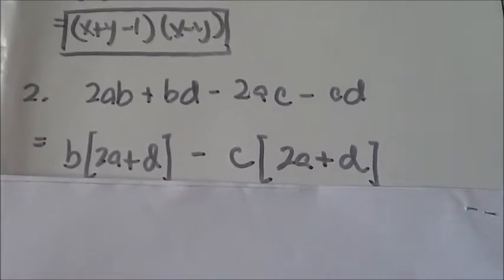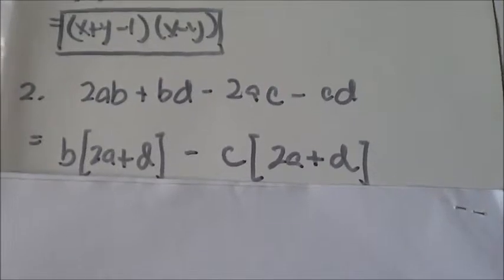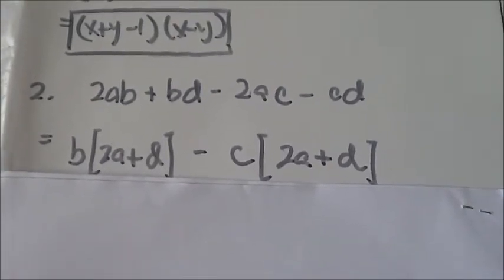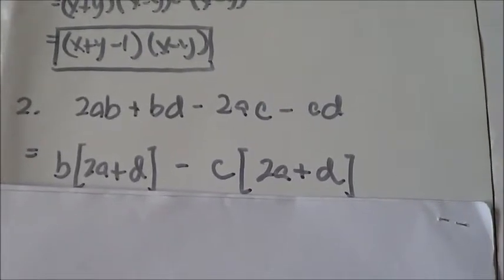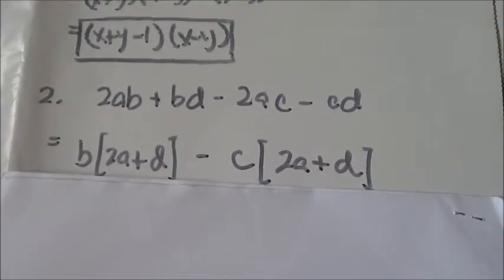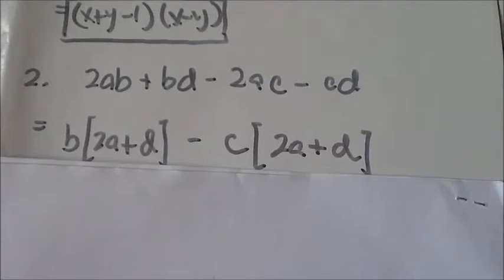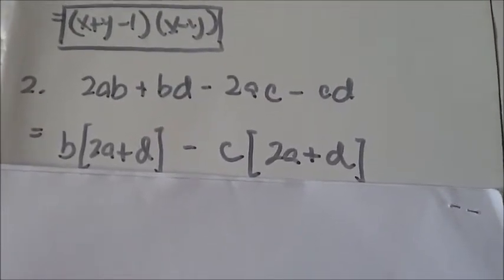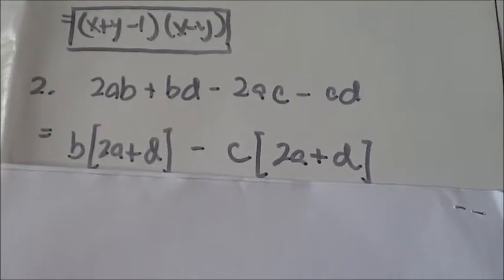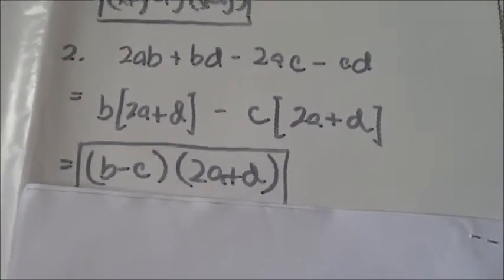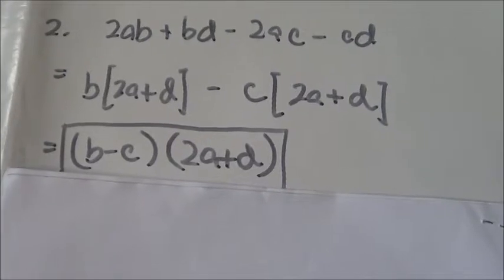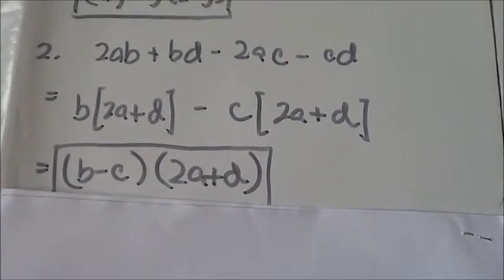Then for the last two terms, the common factor is negative c. So we take negative c out, and it will be negative c times 2a plus d. So the two terms both have 2a plus d in them. So we can factor 2a plus d out, and the answer would be b minus c times 2a plus d, which is also the final answer.